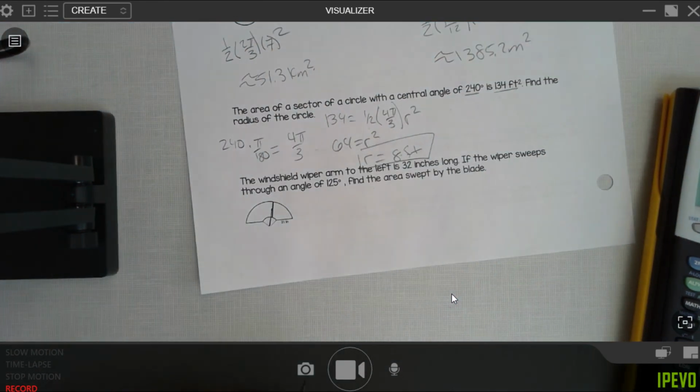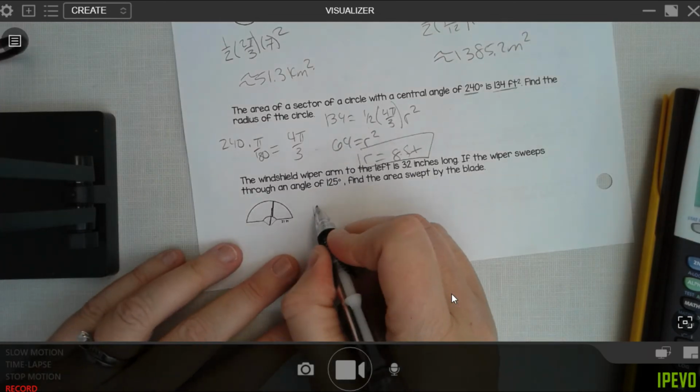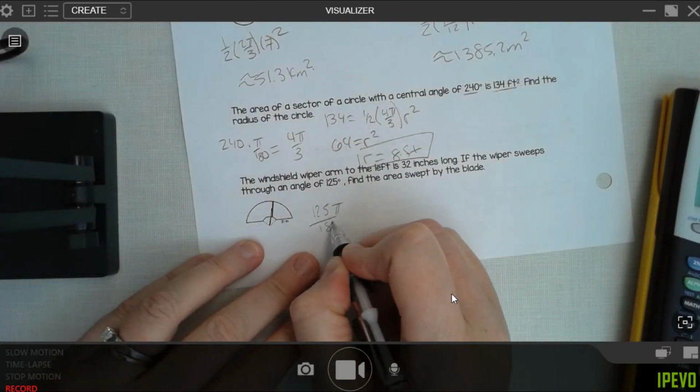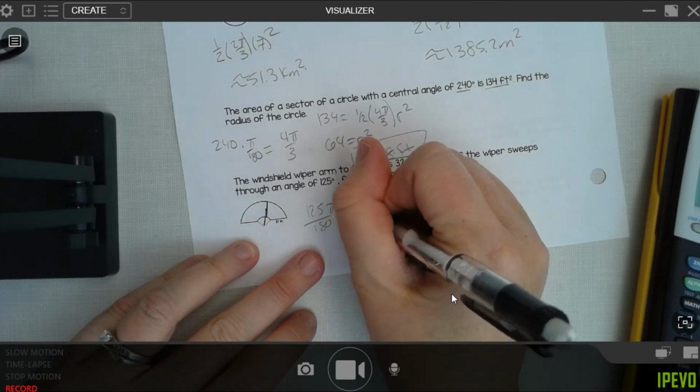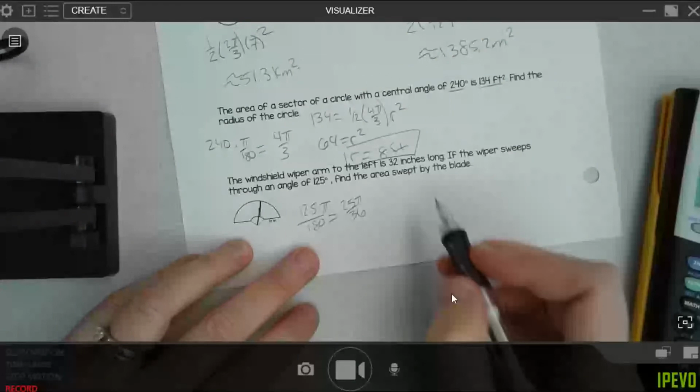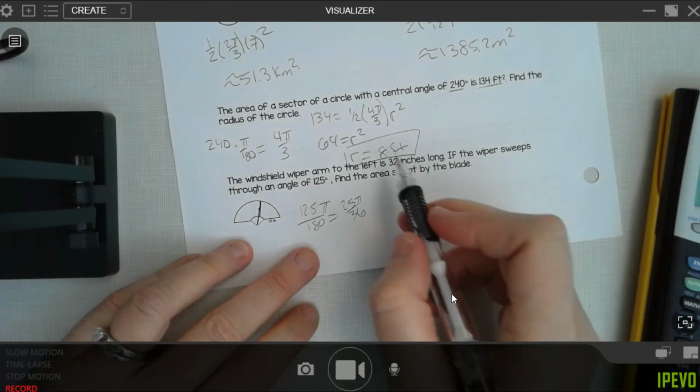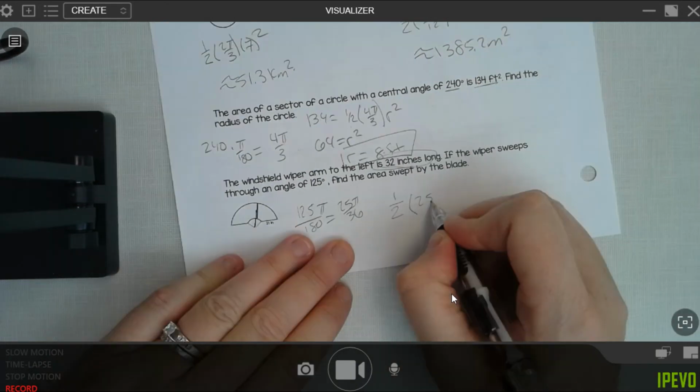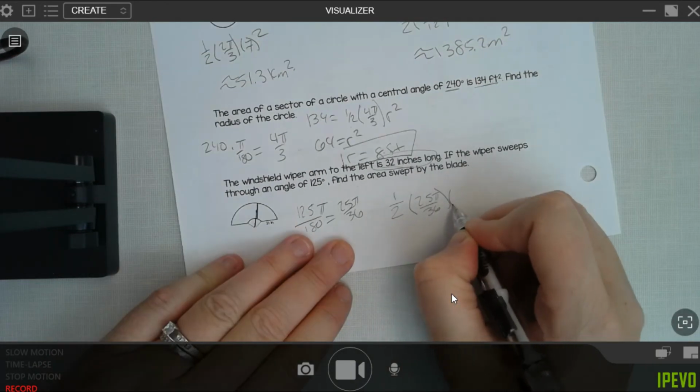All right, the windshield wiper arm to the left is 32 inches long. If the wiper sweeps through an angle of 125 degrees, find the area swept by the blade. So 125 degrees, changed to radians, would be 25 pi over 36. It tells me that the radius is 32 inches right there. Sorry, the computer's a little slow. All right, now it caught up to me. Okay. So then I have 1/2 my angle times my radius squared.